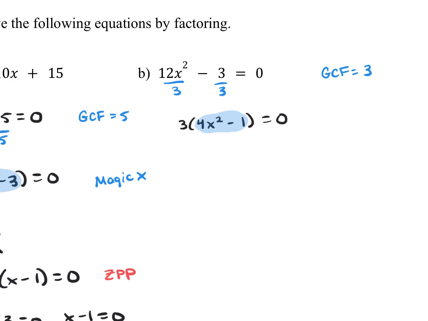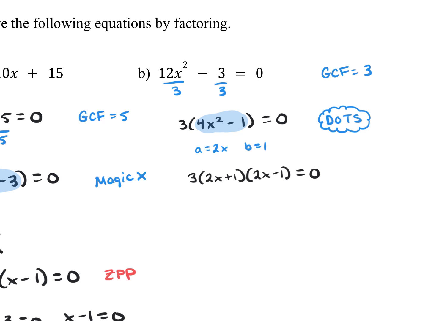This is difference of two squares. I like to call it DOTS, difference of two squares, because 4 is a perfect square, x squared is a perfect square, 1 is a perfect square, and I'm subtracting. So I can see that my a value is going to be 2x. My b value is going to be 1. So I'm left with 3 times (2x + 1) times (2x - 1) equals 0. Please don't forget that.